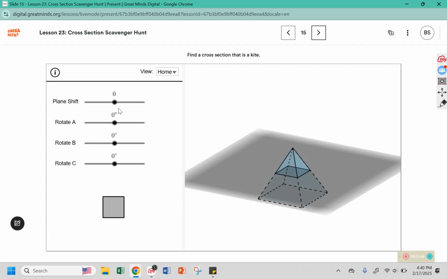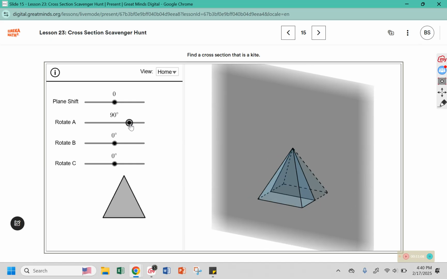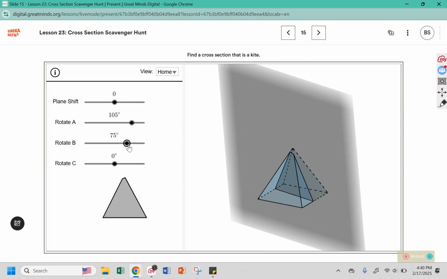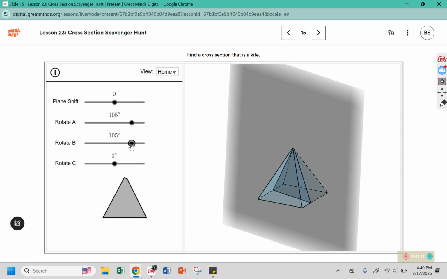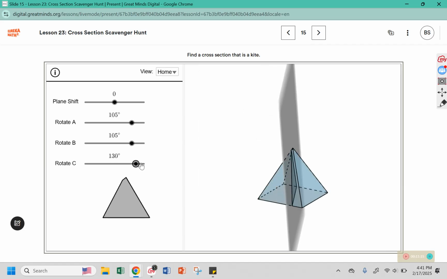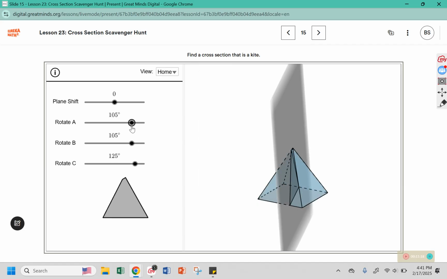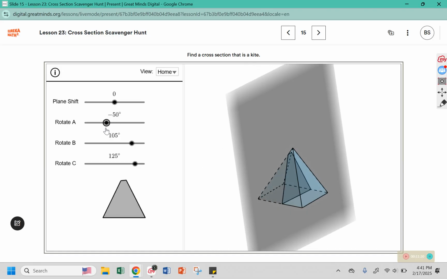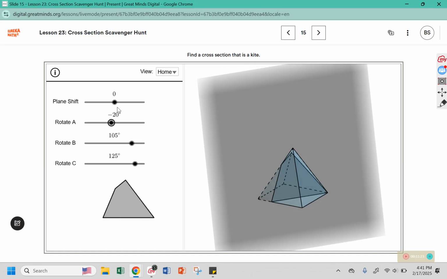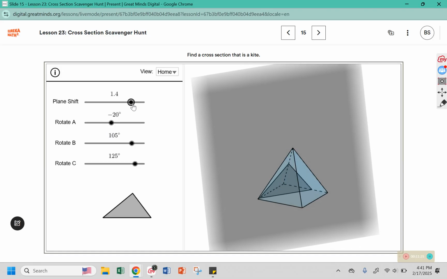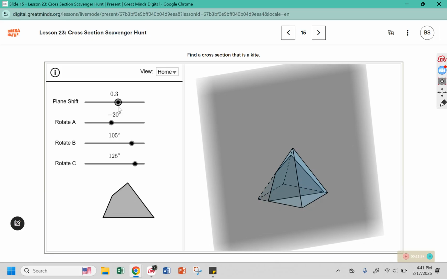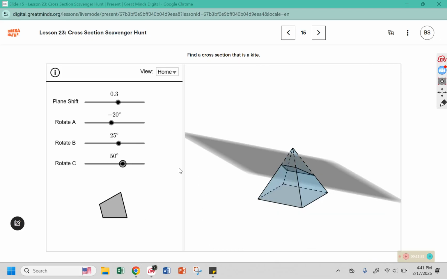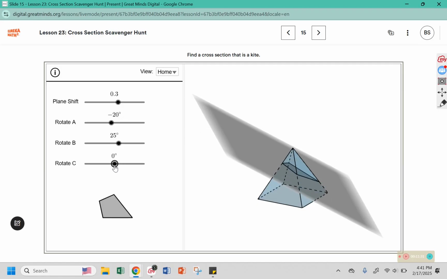Find a cross-section that is a kite. Let's see if we angle our pieces to try and get a kite-like shape. There's a kite-like shape. Cutting diagonally through the upper section.